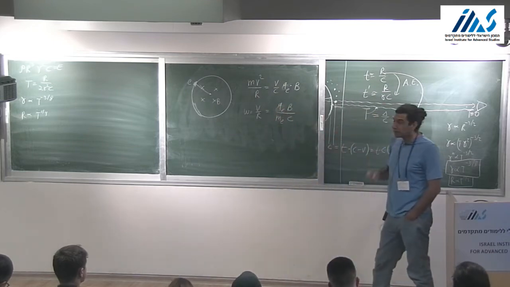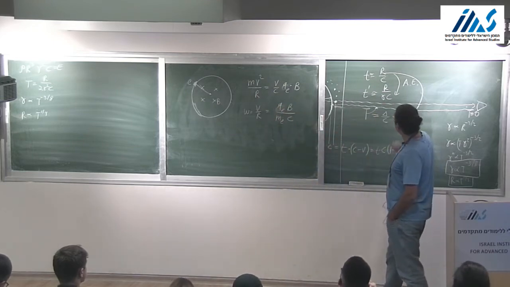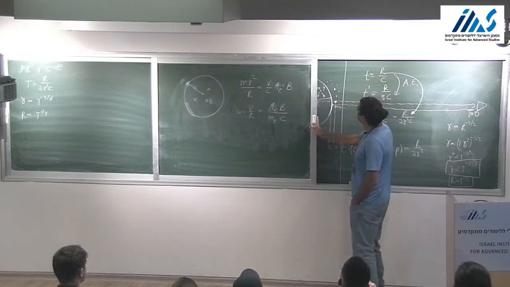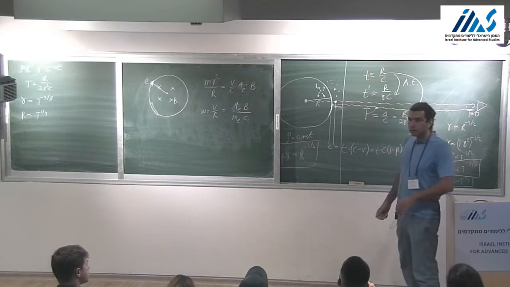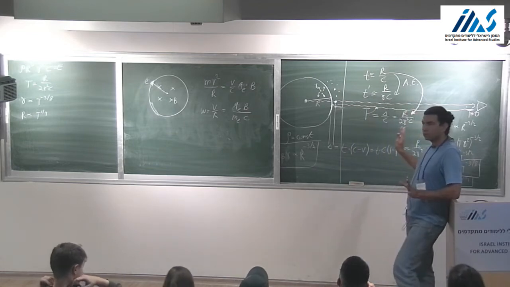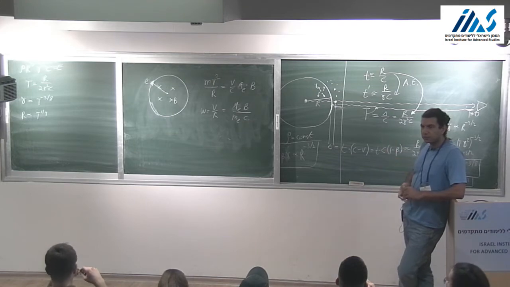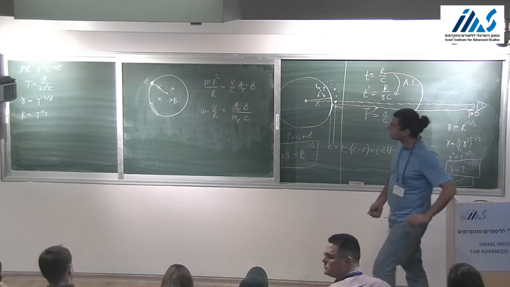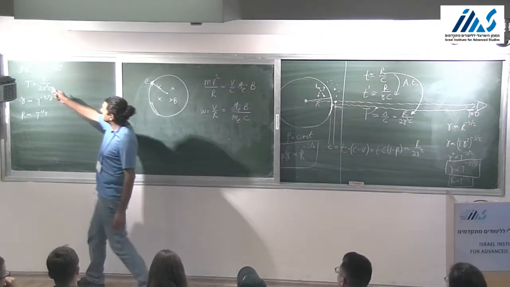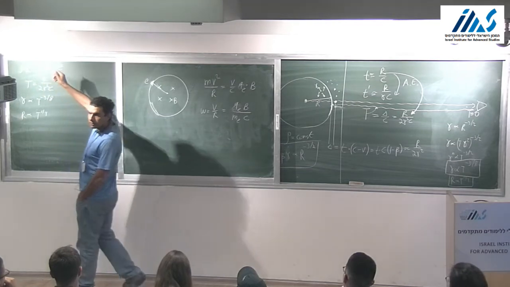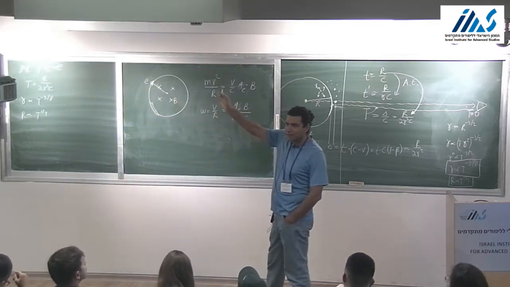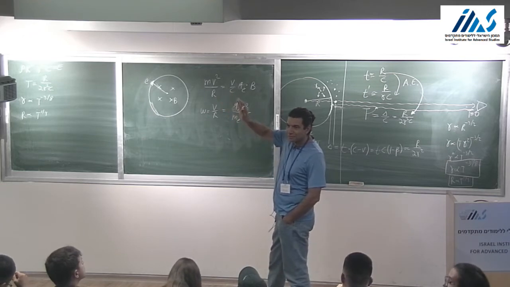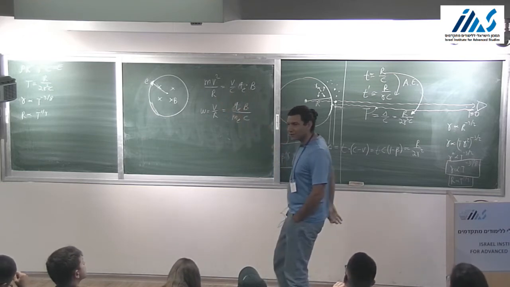Yes? There was no jet here. This is a spherical explosion. Jet will arrive later. So this 4 by 3 pi r cubed is considering that you're talking about a spherical explosion. It's not potential. No jet. Jet in half an hour.